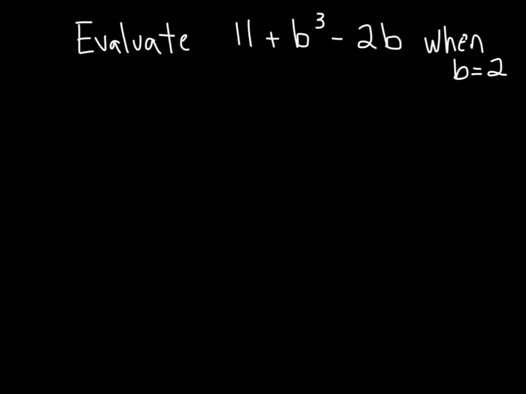Okay, let's check. First thing we're going to do is substitute the 2 in for b wherever we see a b. We'll start by writing 11 plus, we have a b there, so we're going to put in a 2, cubed, minus 2 times 2. We've substituted 2 in for both b's. Now we're going to follow the order of operations to simplify.